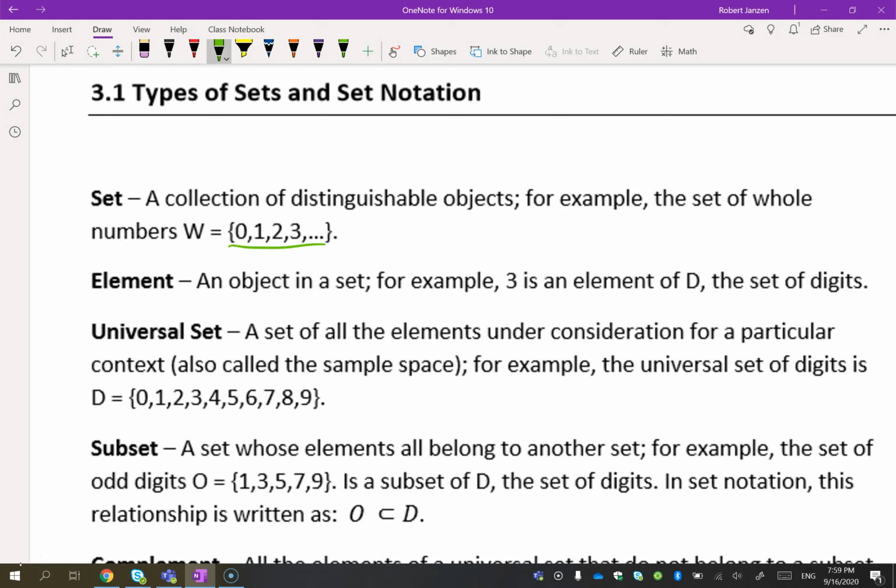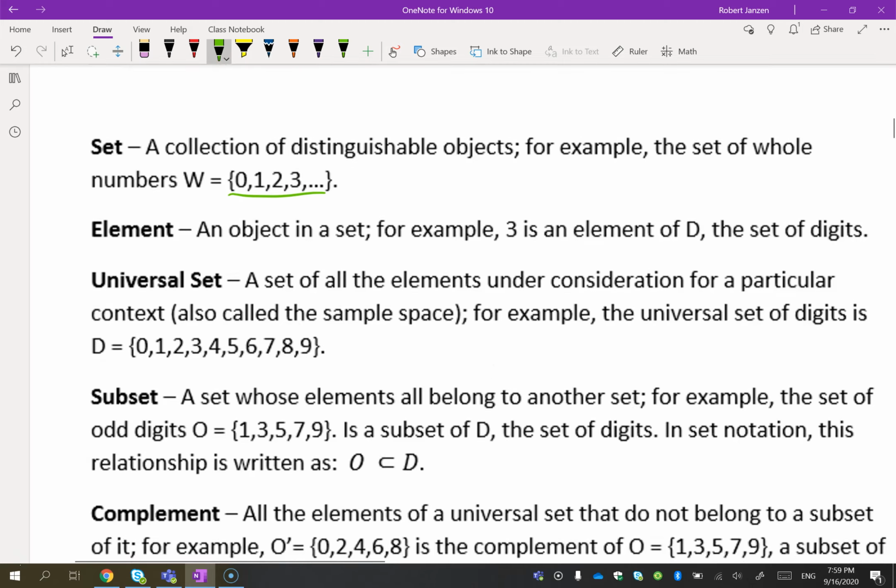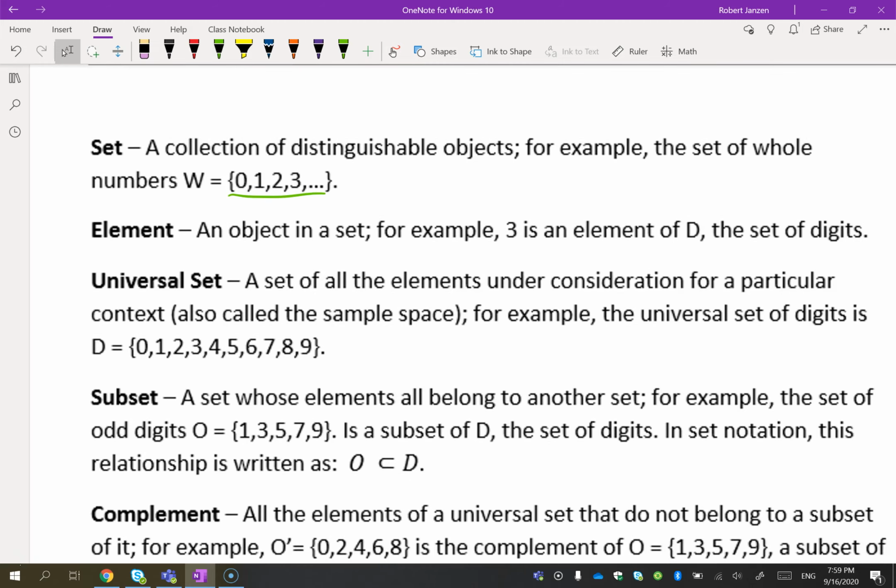An element is one of the objects in the set. So for example, 3 is an element of D. Again, these are not difficult concepts, but we're going to get into some other language that makes it a little bit more complex. So let's continue here. Universal set: the set of all the elements under consideration for a particular context, also called a sample space. So for example, the universal set of digits, so all the digits, is right here. Those are all the digits that we make numbers out of.